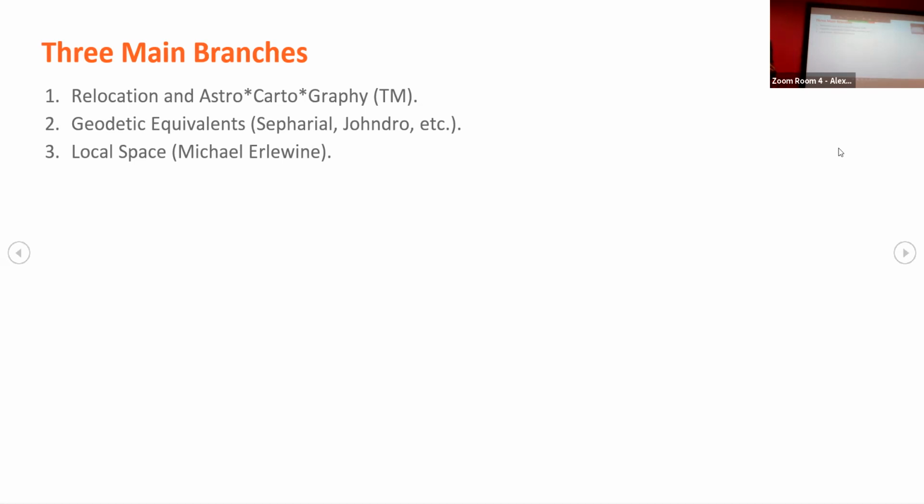And the third is local space. It's again a very different technology, a very different approach to the astrology of space. And as far as I know, it was invented or introduced by Michael Erlewine of Matrix Software, the creator of the company Matrix Software. Maybe someone else suggested this idea earlier, but it's actually just one person who is behind the whole technology.